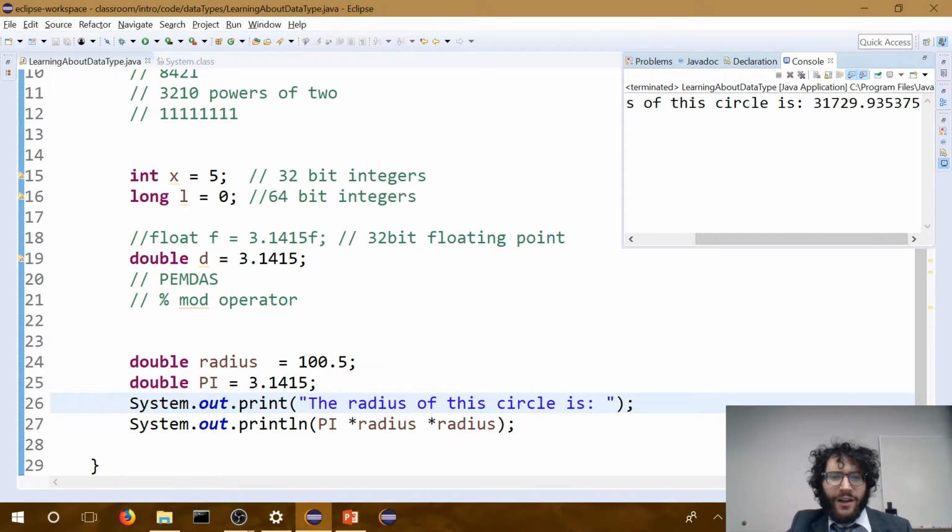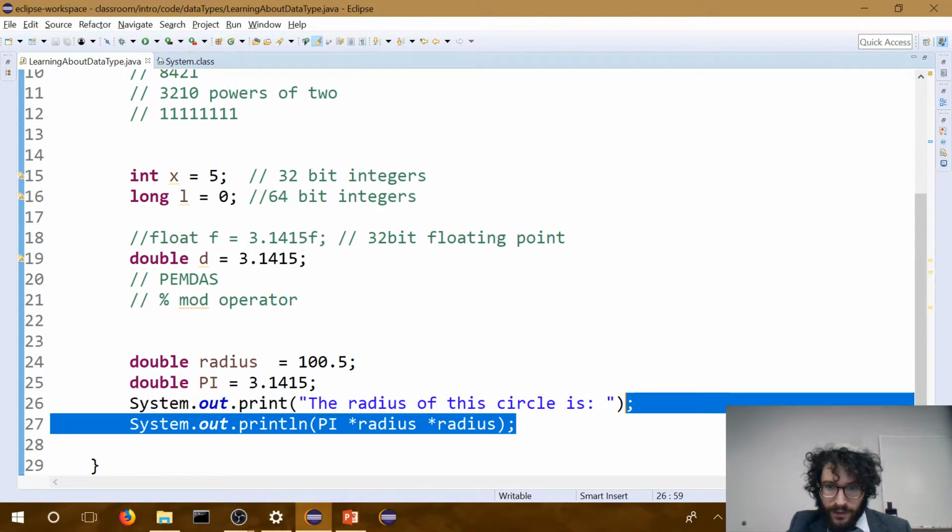But it'd be really useful if I could put this all on the same line, and you can. First, we're going to learn that the plus operator does a bit more than just doing addition.